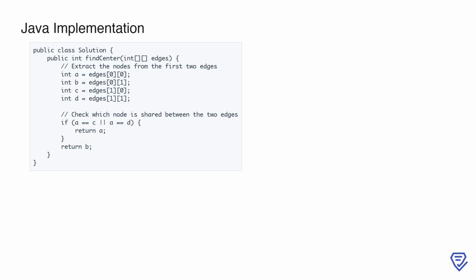This is the Java implementation of the find center of star graph problem from LeetCode. The logic mirrors the Python approach. The center node of the star graph must appear in both of the first two edges. The code extracts nodes from the first two edges and checks which node is common. Key differences include the use of Java's type declarations and array syntax. The implementation is concise while retaining clarity.